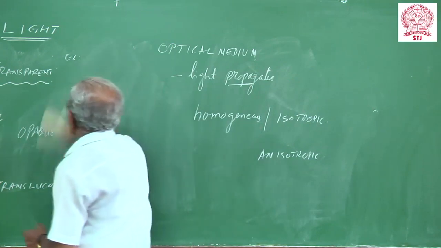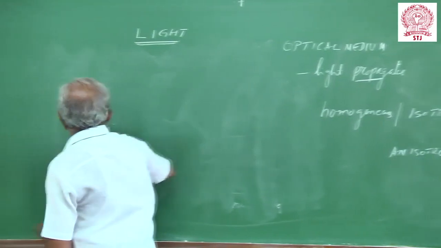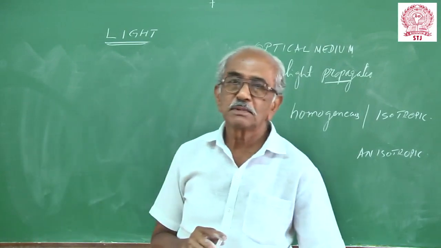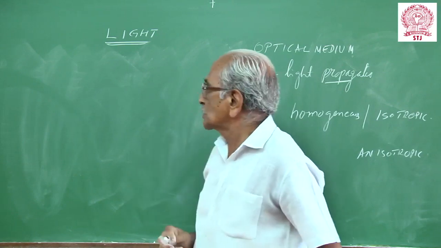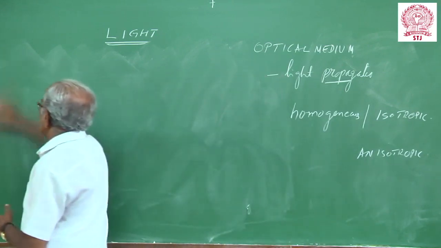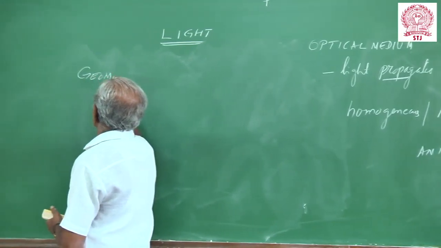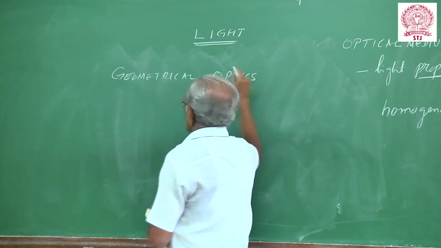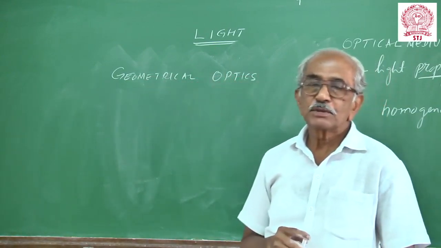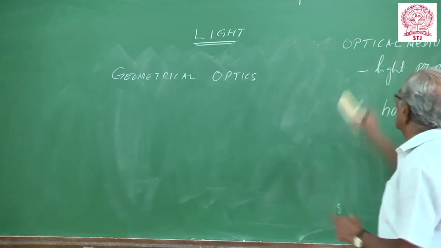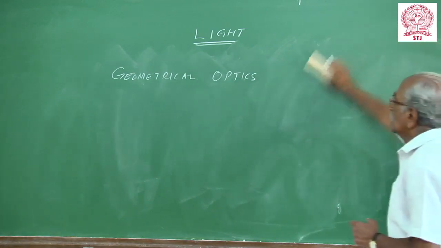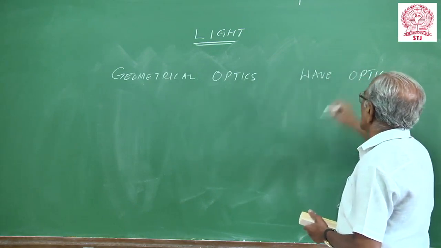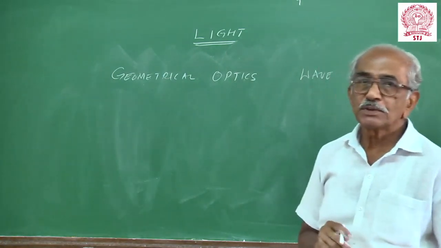Now, see, light energy exhibits several properties, like reflection, refraction, polarization, interference, etc. The explanation of the observed properties on the basis of the ray concept, making use of the principles of geometry, is called geometrical optics. And explaining properties making use of the wave concept is wave optics or physical optics.